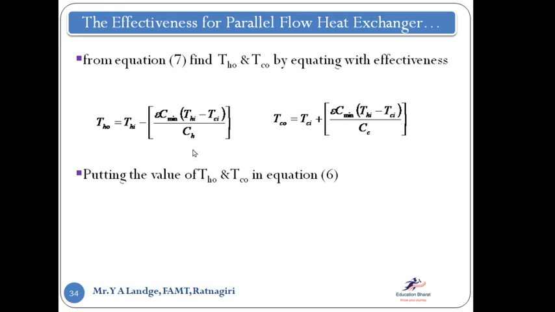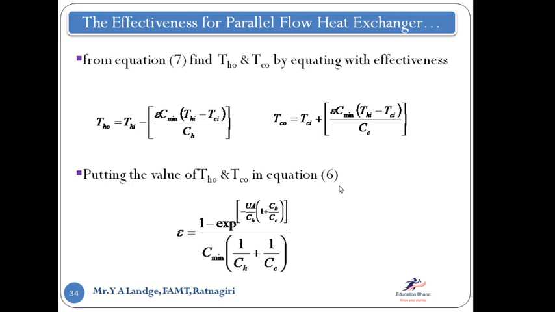After that, we put these values in equation number 6, and then we get the equation: epsilon equals 1 minus exponential of minus UA by CH in bracket 1 plus CH by CC, upon C minimum in bracket 1 upon CH plus 1 upon CC. So this is the equation. Now here you see there is no temperature, so we call this the effectiveness. So for the parallel flow, what is the effectiveness formula? This is the effectiveness formula.